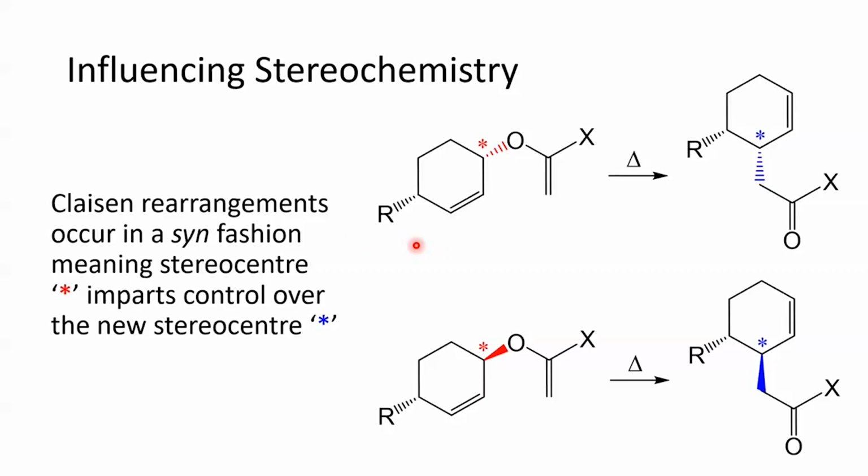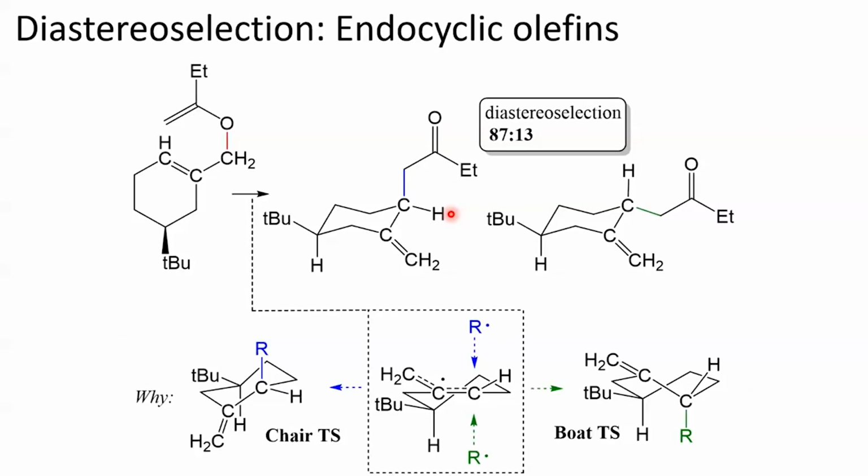Because the rearrangements occur in this syn fashion, it means that these groups migrate across the molecule, meaning the stereochemistry needs to be retained when this occurs. So to explore this, we can have a look at endocyclic olefins. These are Claisen rearrangements where one of our alkene functional groups is embedded inside a ring. You can see in this material we've got some stereochemistry already embedded in terms of this tert-butyl group, but per the previous slide, the stereochemistry doesn't really matter in this position.